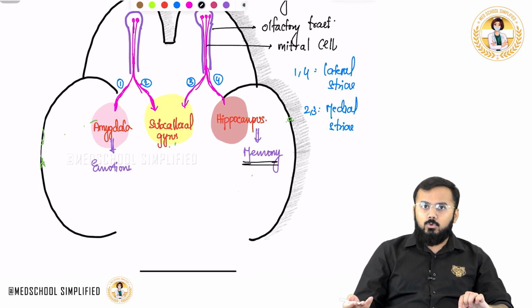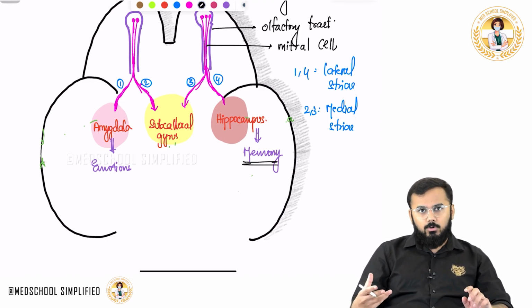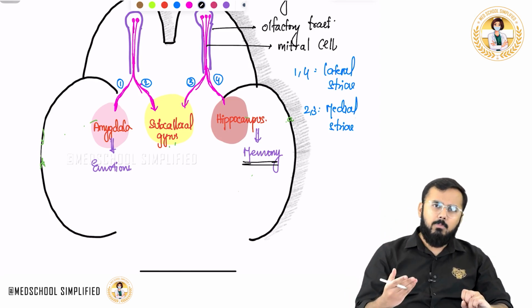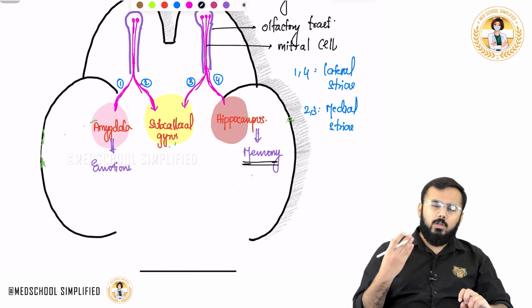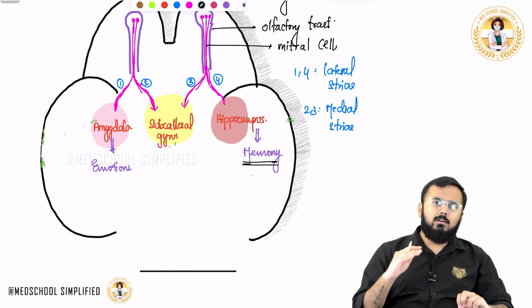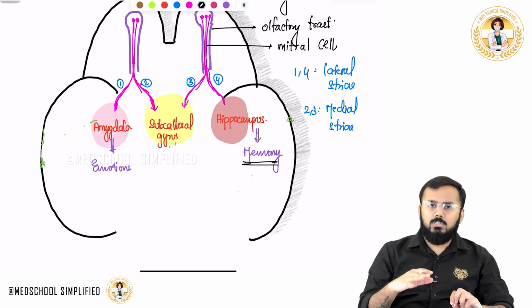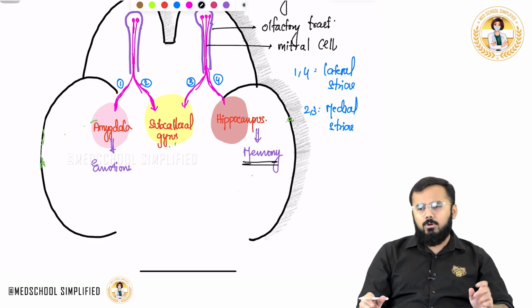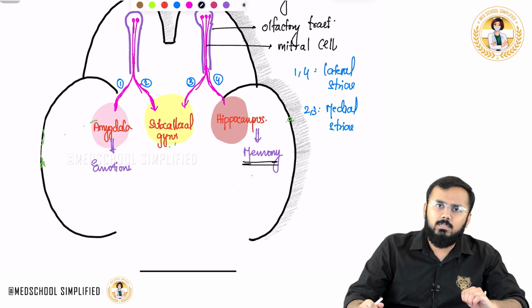Second thing, if the food is good, the emotion will be good, the mood will be good. If the food smells bad, not taste, I'm talking about the smell, then the amygdala region, which is responsible for the emotions, will alter accordingly. If the smell is good, the mood will be good. If the smell is bad, the mood will be bad. So, this is how it works.